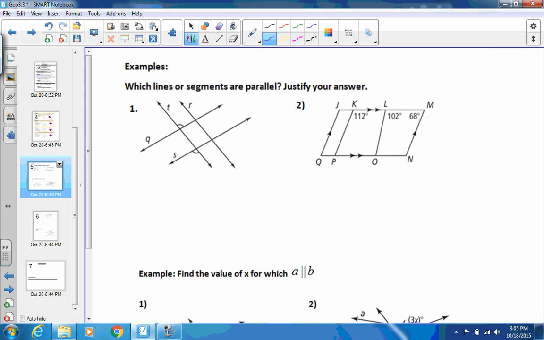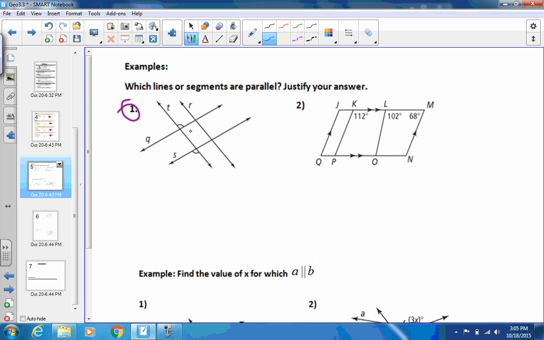So I got a couple examples here. The first one, we want to know which lines or segments are parallel. Even if they look parallel, if they're not labeled, we can't assume that they're parallel until we use one of these new theorems that we have. So let's look at example 1.